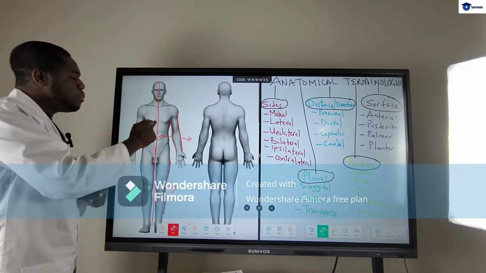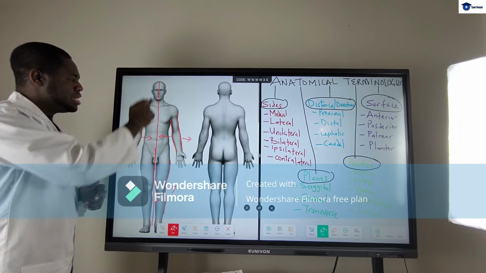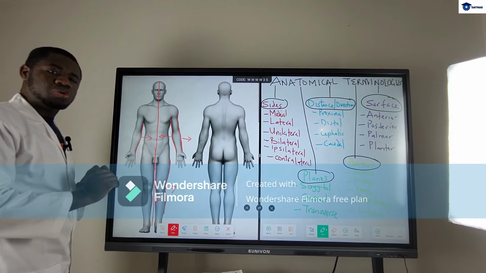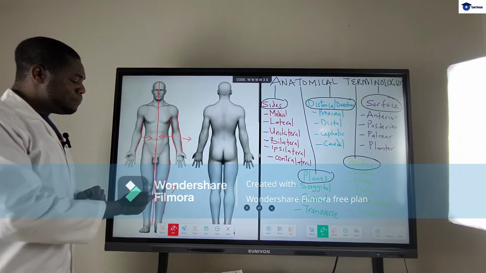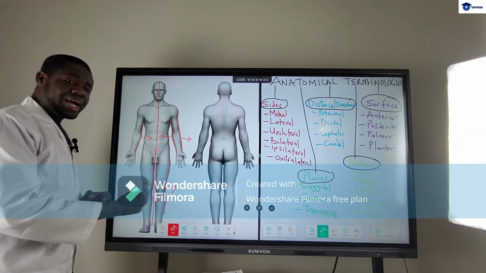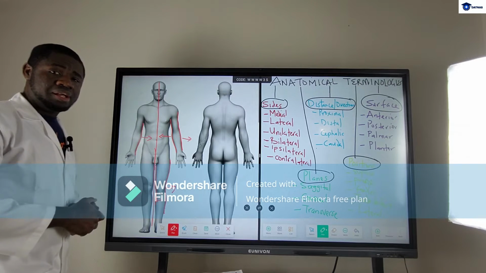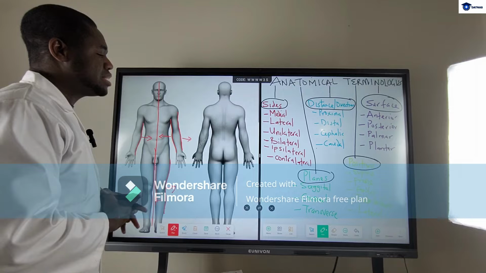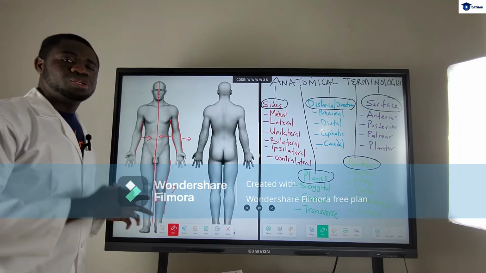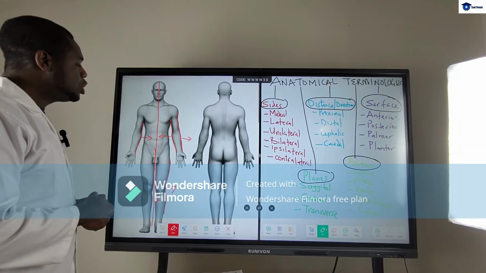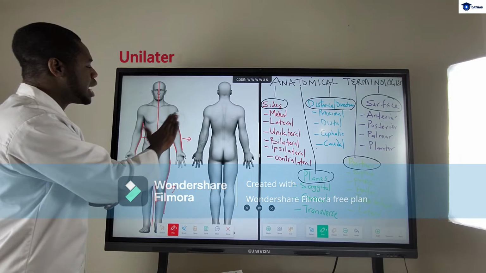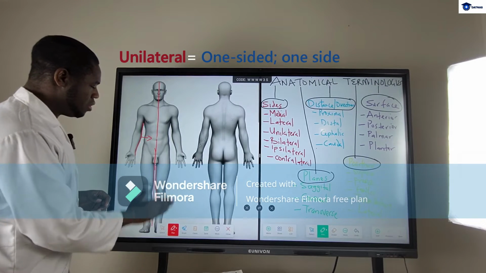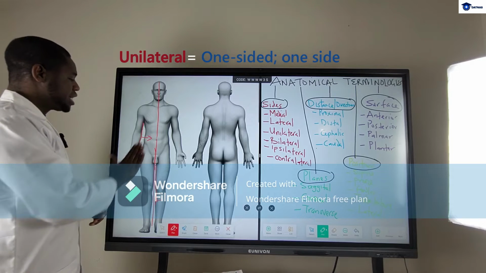And this is the middle portion of the body, the midline. So medial means a side that is close to or facing the midline. So we've talked about the medial side and lateral side. What about the unilateral side? Unilateral talks about one-sidedness, or it means one side.